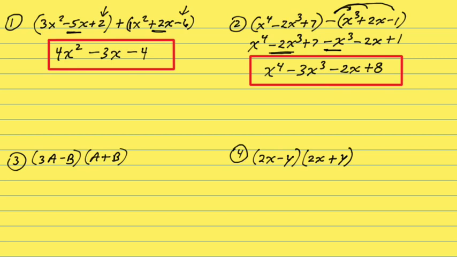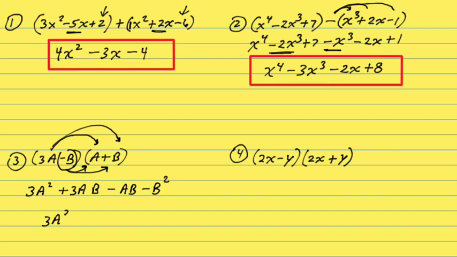So let's distribute. 3a times a is 3a to the second. 3a times ab becomes 3ab. Now think of this as a negative b times a is a negative ab. And negative b times b is negative b squared. So you add 3a squared. These two middle terms combine a lot of times, so you have 3 and a negative 1 making 2 of them, and minus b squared.